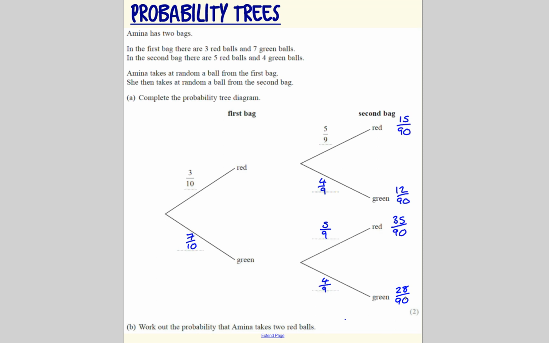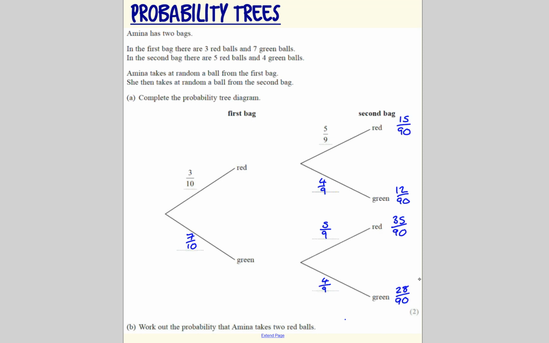Now, I didn't actually need to work out all of those, but one benefit to having done that is that if I add all of these together, I can see that it makes 90 out of 90, which is how I can check that I've done this correctly. That's also why we haven't simplified. If you simplify some of the fractions, they'll have different denominators, so you won't be able to add them anymore.